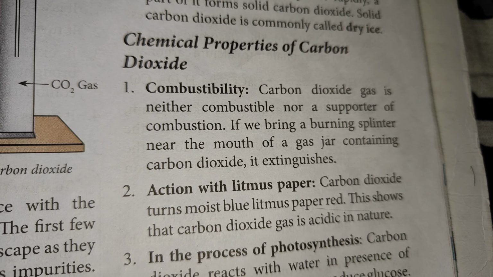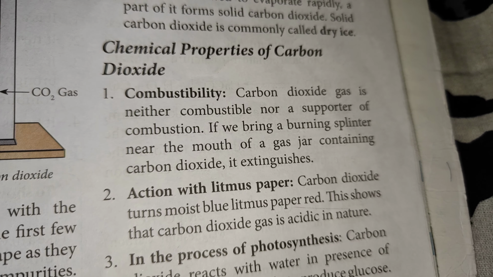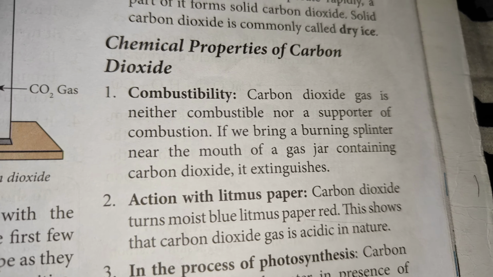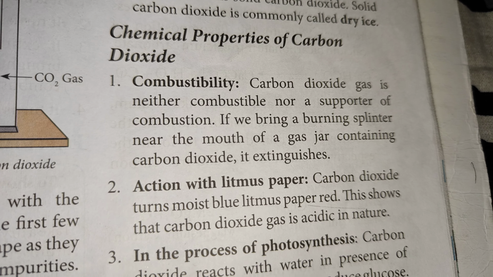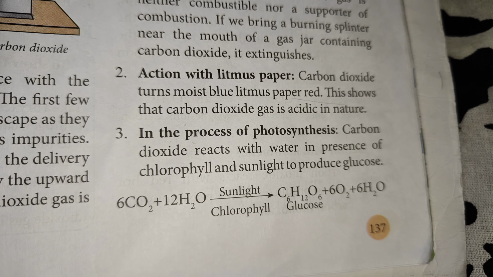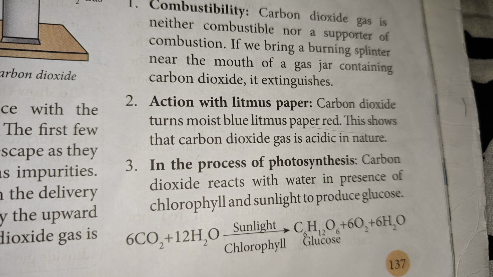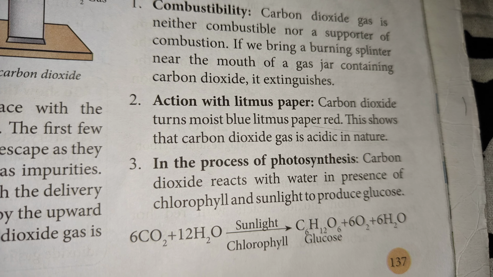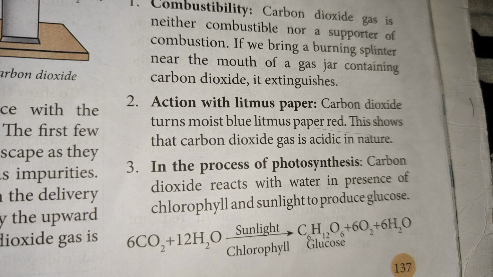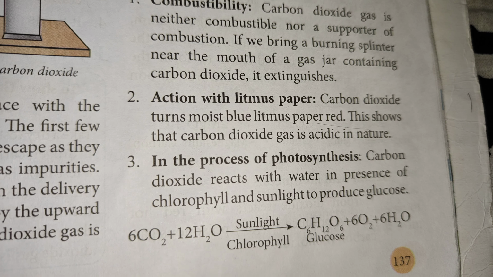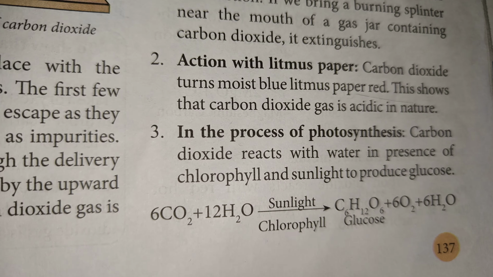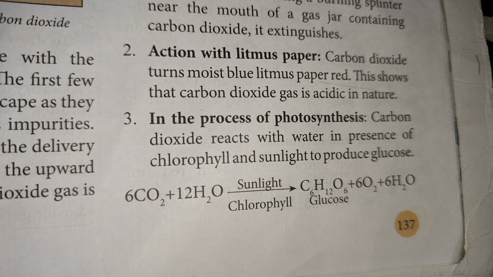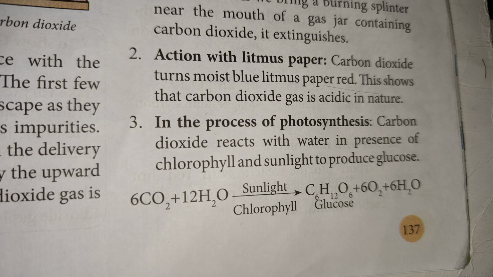Chemical properties of carbon dioxide. Combustibility, students: carbon dioxide gas is neither a supporter of combustion nor combustible. That means neither will it burn nor will it help in burning. Action with litmus paper: carbon dioxide gas turns blue litmus red. That means it is acidic in nature because it is turning blue litmus red. In photosynthesis also, students, it reacts with water and forms glucose, oxygen and water.